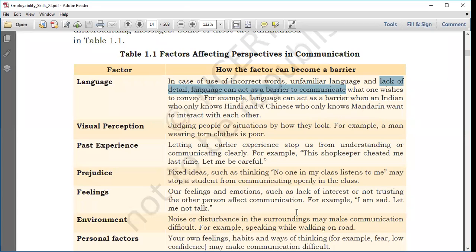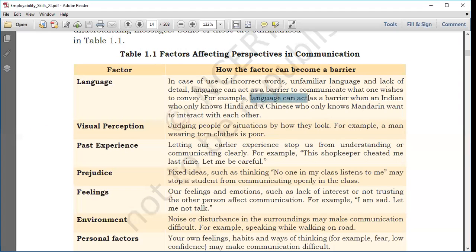So those are incorrect words that you're using, right? If you are unfamiliar with the language, you're not knowing that language, so that can create a barrier in the communication process. Sometimes there is lack of details, like you're not able to give the proper details to anybody, you don't have the details with you, or lack of knowledge or language can act as a barrier, right?